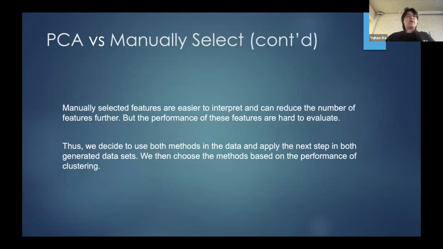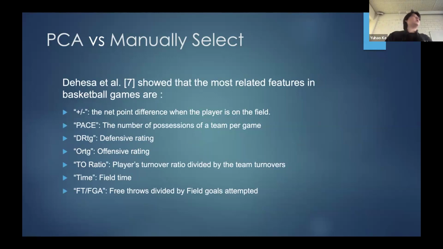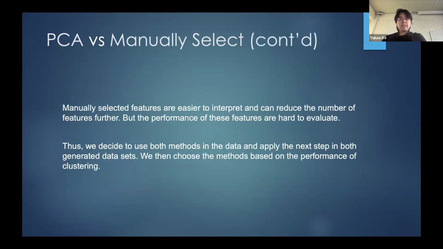Manually selected features are easier to interpret because they are just the features on the official website. We know what they are, and they can reduce the number further, right? There are only 7. But the performance of these features is hard to evaluate. We don't know for sure why PCA is better or why the manually selected are better. Thus, we decide to use both methods, apply them to the next step, which is clustering, and we choose those methods based on the performance of clustering.